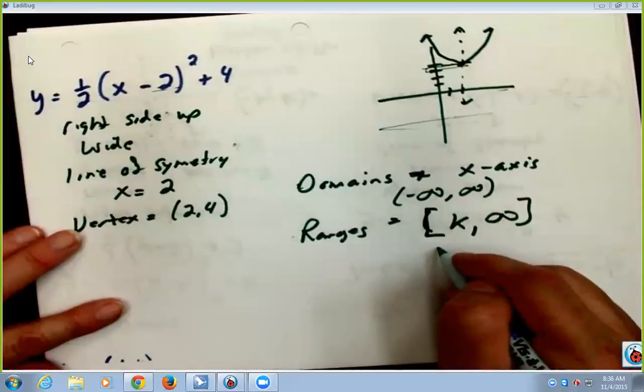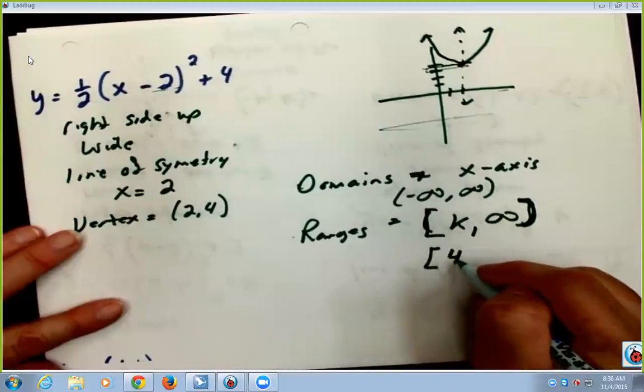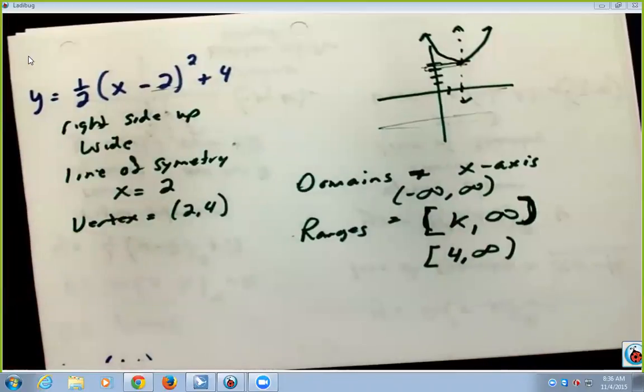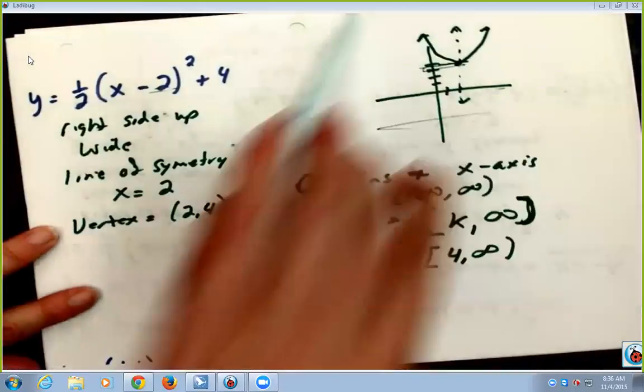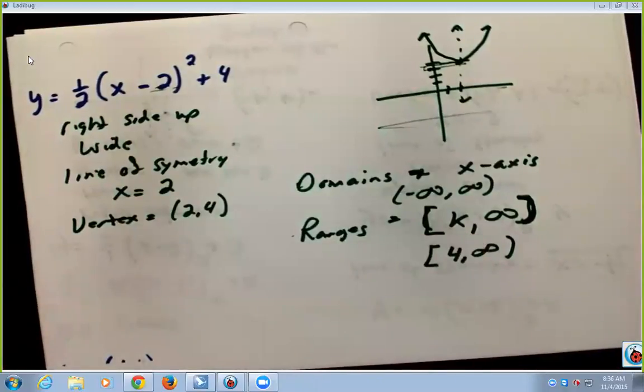Since you have a parenthesis on the end, a bracket 4 to infinity will be my range for this problem, because it's showing me that that's where it's starting at. So it's starting here and it's going up indefinitely. Whatever K happens to be is what it's going to be.